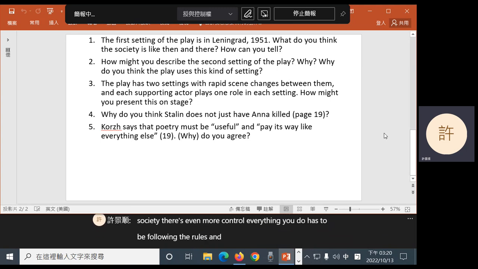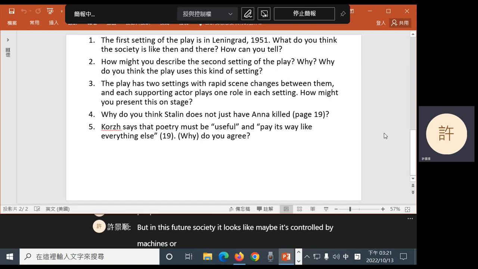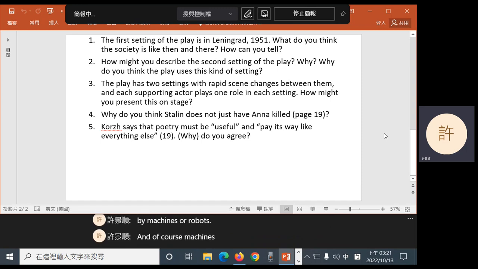And it's even worse than in the past, because in the first setting, there's only one guy, right? Stalin. He can order everybody around, but he himself cannot personally control everything. He has to work through other people. But in this future society, it looks like maybe it's controlled by machines or robots. And of course, machines and robots don't think about their orders. They just carry out whatever orders that they are given. So it's even less possible to disagree.